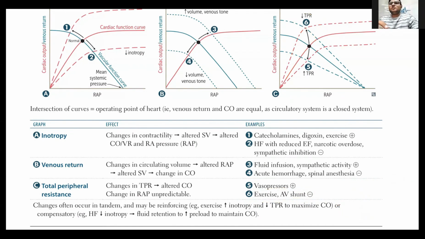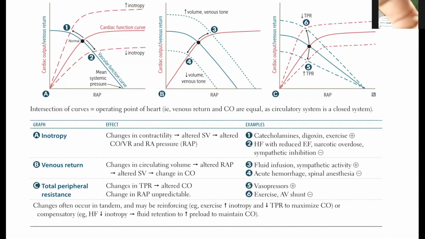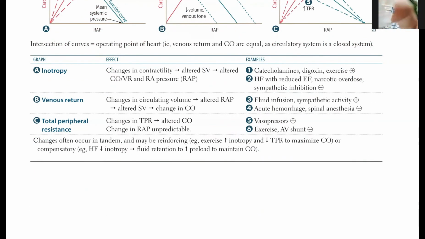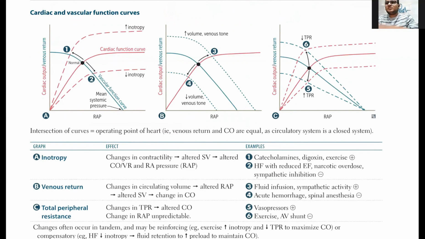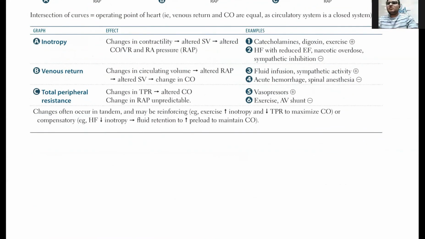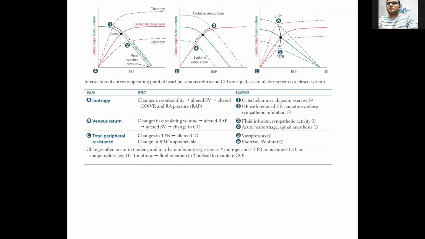Is that clear? So in summary, we discussed the effects of right atrial pressure with venous return, like the vascular function curve, and the effects of right atrial pressure with the cardiac function curve. And we discussed different effects like inotropic effects, venous return effects, and the total peripheral resistance effects. Okay, so this was the cardiac and vascular function curves. Okay, going to the next.